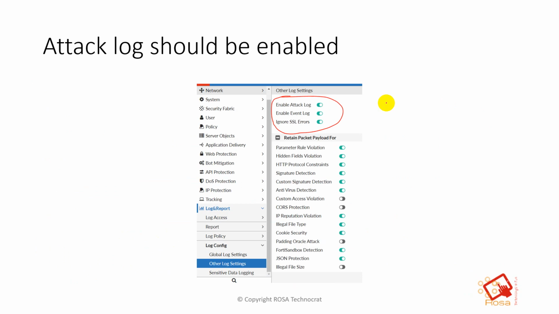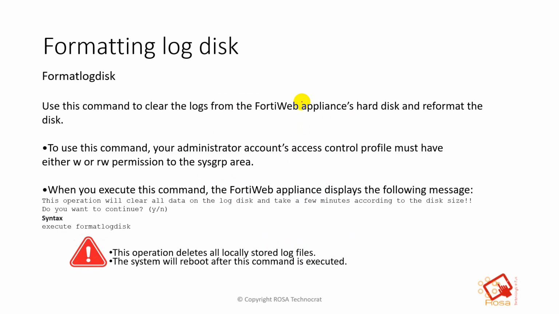So for GUI, if you go under log config and other log settings, you will see here enable attack log, enable event log, or ignore SSL error, whatever the different kind of logs. So let's say you have disk logging enabled, but these are disabled. Then also you will not get the logs because these kind of logs are disabled. So apart from enabling the disk logging, you should also enable these categories to generate the logs for these specific categories. Okay.